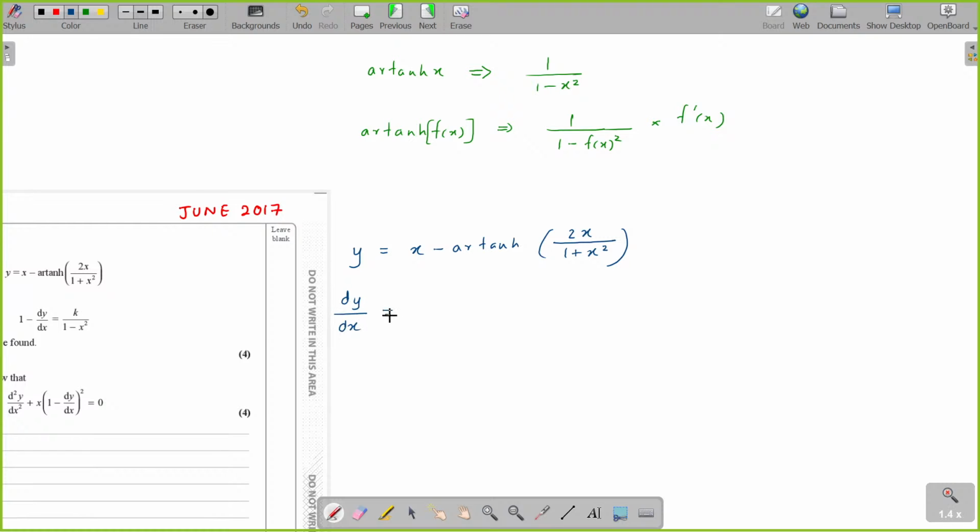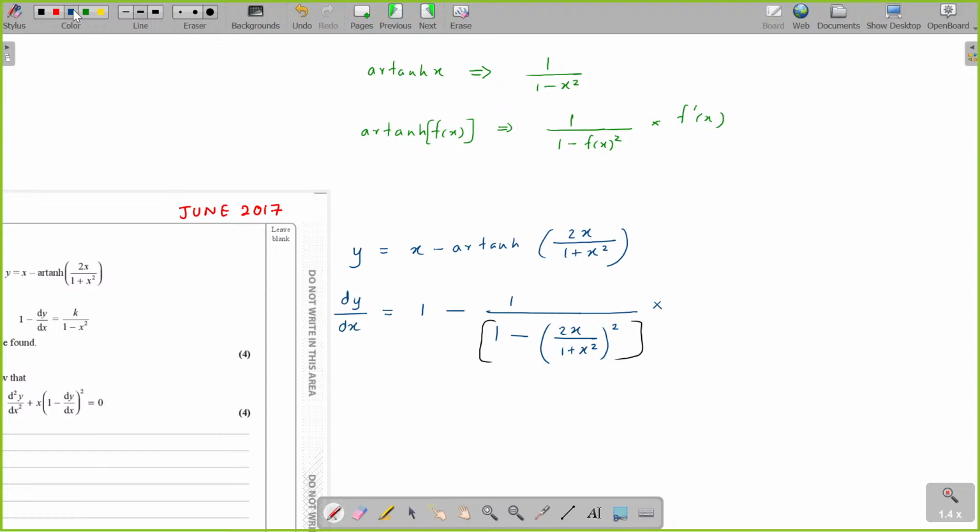So dy by dx equals differentiation of x, which is 1, minus artanh f(x), where f(x) is 2x over 1 plus x squared. So minus 1 over 1 minus 2x over 1 plus x squared whole thing squared, that is the square of that, into the differentiation of 2x over 1 plus x squared. So this is the denominator, and then you have to multiply with the differentiation of 2x over 1 plus x squared.